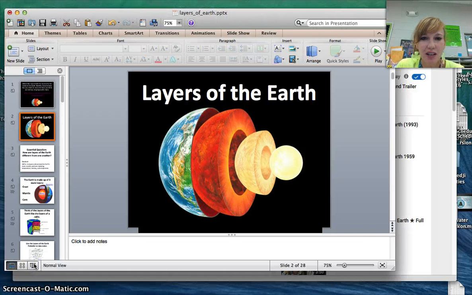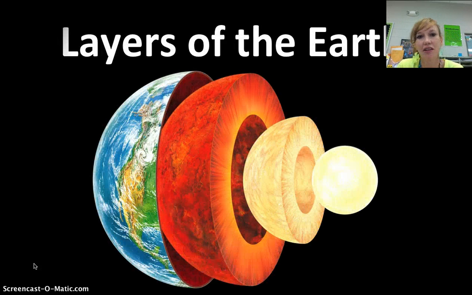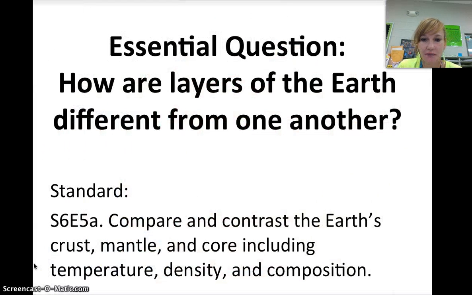Okay, in this module, we're going to be talking about the layers of the earth. And I know you've talked about the layers of the earth before in elementary school, but we're going to go a little deeper with this. So our essential question is, how are the layers of the earth different from one another?